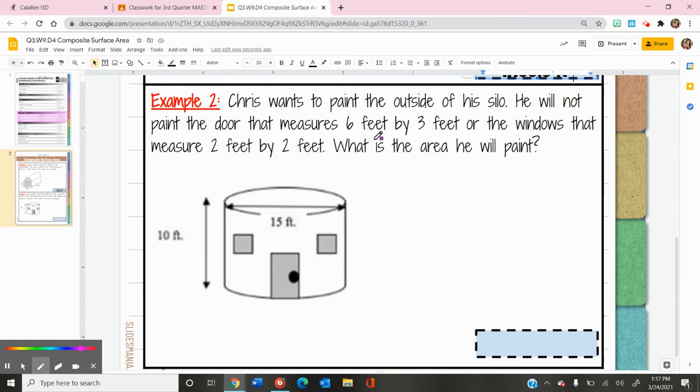Okay, example 2 says Chris wants to paint the outside of his silo. He will not paint the door that measures 6 feet by 3 feet or the windows that measure 2 feet by 2 feet. What is the area he will paint?